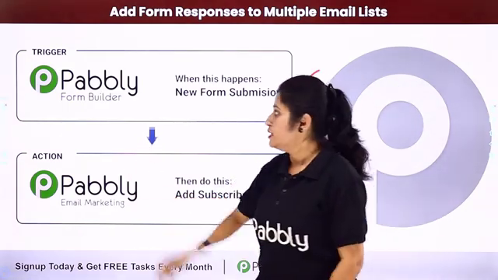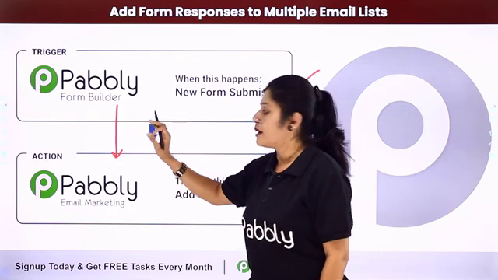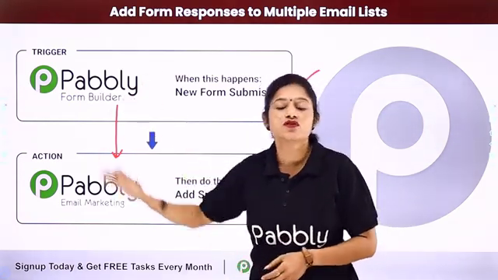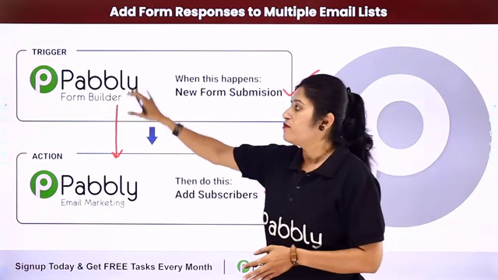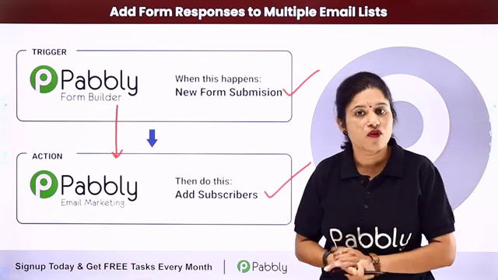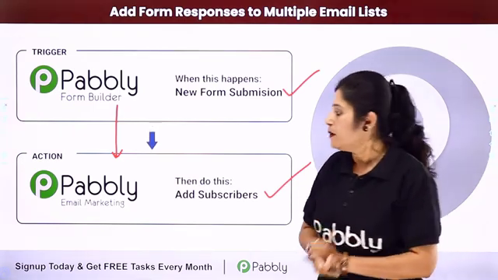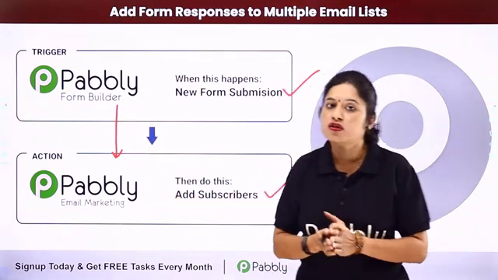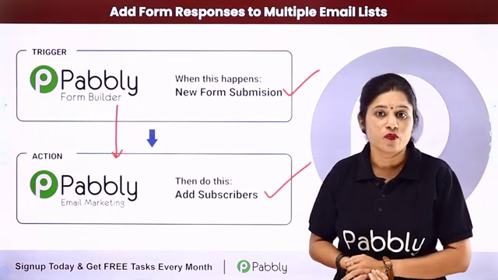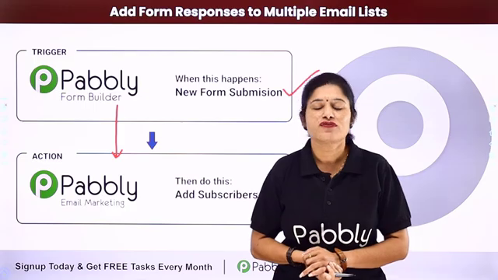For that, you need to integrate your Pabbly Form Builder account with Pabbly Email Marketing. So here to create the forms, we have used Pabbly Form Builder software application. In place of Pabbly Form Builder, you can also use Google Forms, Jot Forms, Paper Form or any other form building software application. And in place of Pabbly Email Marketing, you can also use MailChimp, MailerLite, Sendinblue or any other email marketing platform. So how you can set up this automation? For that, you need to come to my screen.